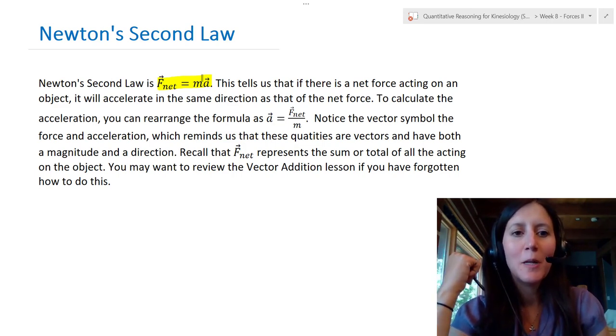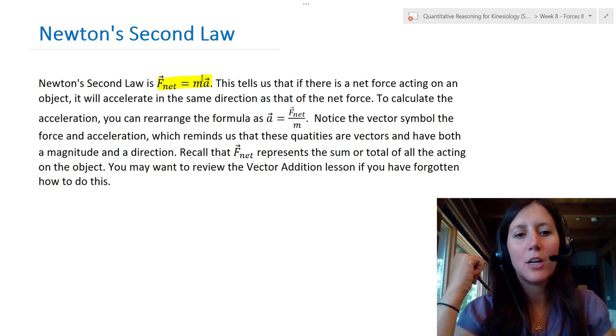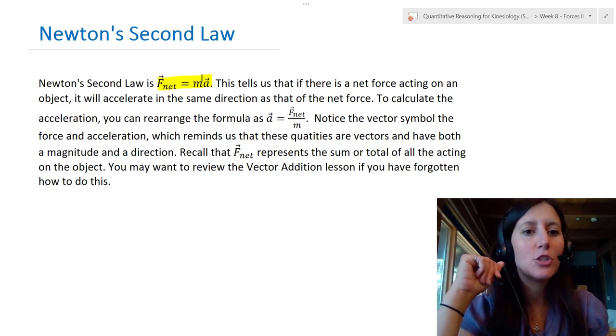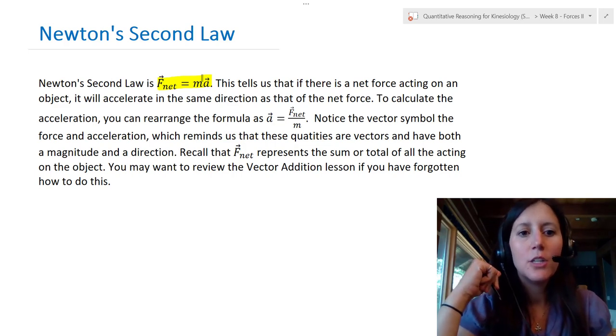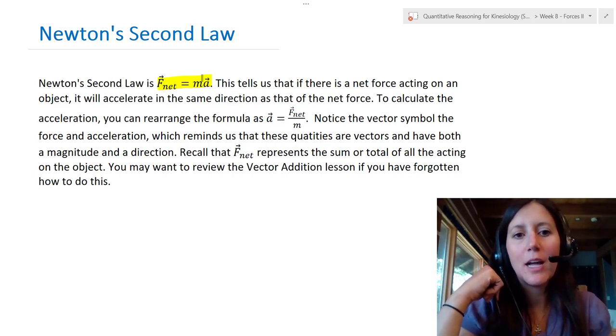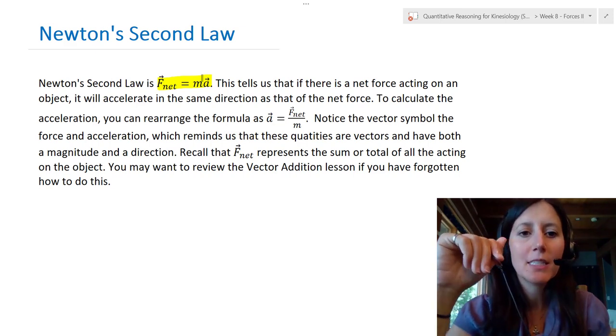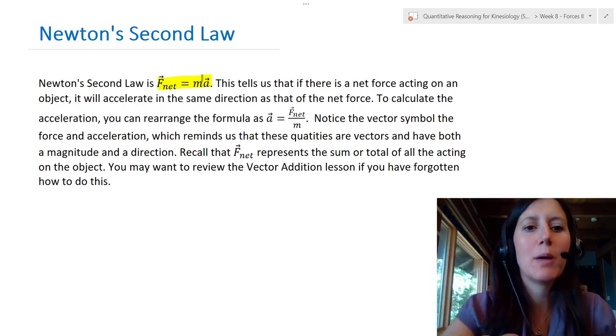But if there is a net force acting on an object, so an unbalanced force, where all the forces acting do not cancel each other out, you'll have a net force, which implies that you'll have an acceleration. And the direction of the acceleration will be the same as the direction of the net force. When you want to solve for the acceleration, you can just divide both sides by mass, and you'll end up with this equation here. Acceleration equals F net over mass.